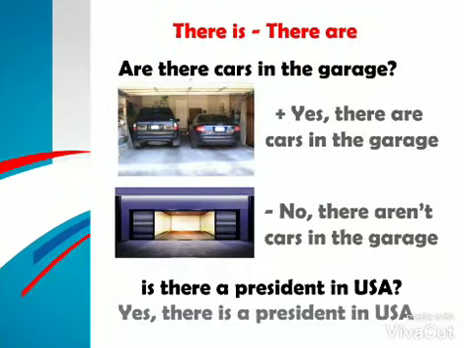Now let's check some examples with questions. To make a question, you change the position of the to be verb and there is or there are. For example, are there cars in the garage? Yes, there are cars in the garage. But if the garage is empty, we say, no, there aren't cars in the garage. Or there are not cars in the garage. Is there a president in the USA? Yes, there is a president in the USA.